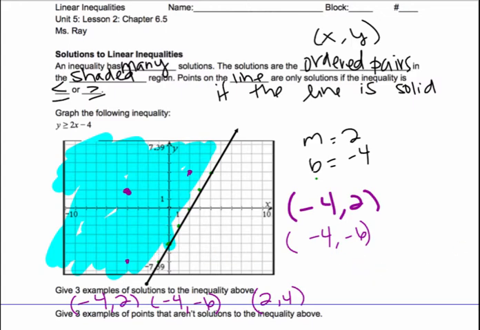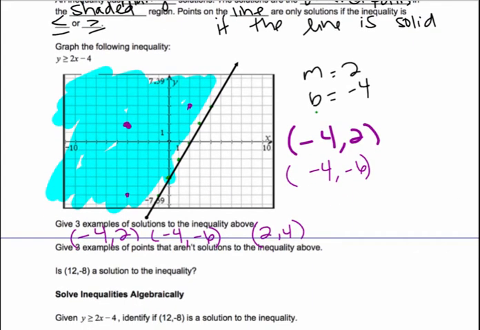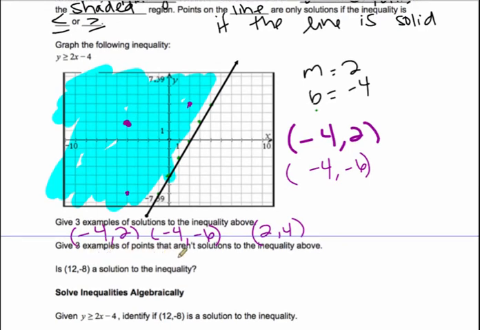All right. Now what about points that are not solutions? Give 3 examples of points that aren't solutions. Okay, so I'm going to do that in red. This is not a solution because it is not in the shaded region. So that's 1, 2, 3, 4, 5, negative 1, 2, 3, 5, negative 3. And I'm going to let you do the others. Anything in this area is not going to be a solution.